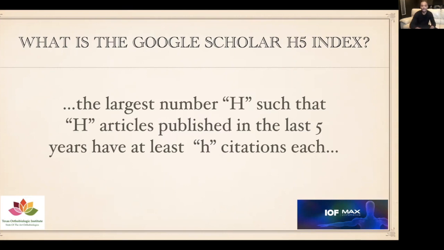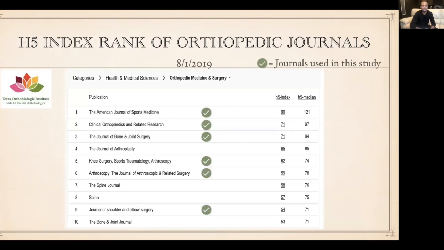So that would give us our particular Google Scholar H5 index of 45. This is the H5 index rank of top orthopedic journals as of August 1st, 2019, at the time we did this study. The number one ranked orthopedic journal was the American Journal of Sports Medicine. The H5 index number was 90. And so what that means is over the prior 5 years, there were 90 articles that had at least 90 citations in the American Journal of Sports Medicine.